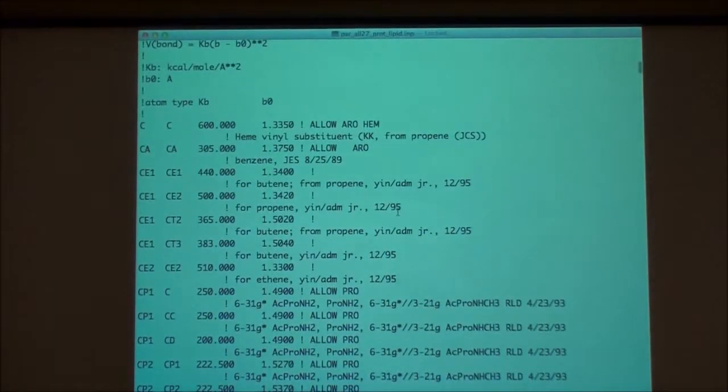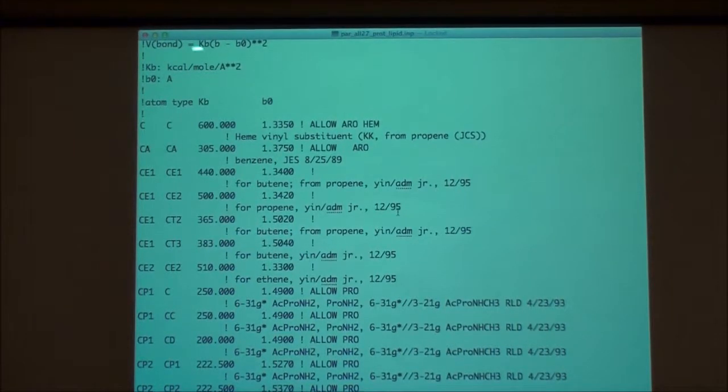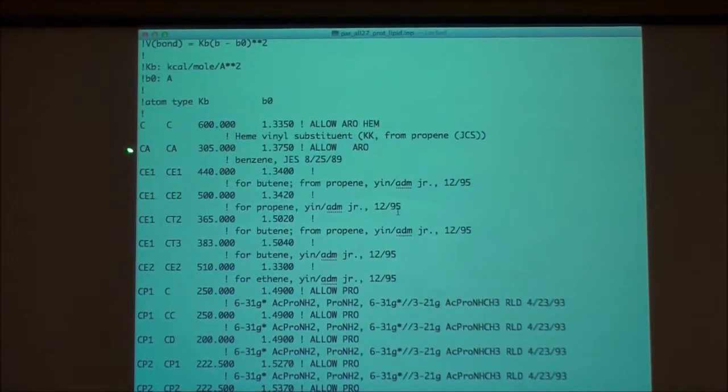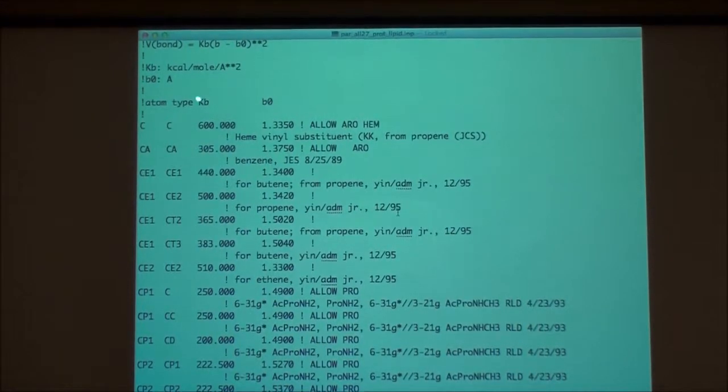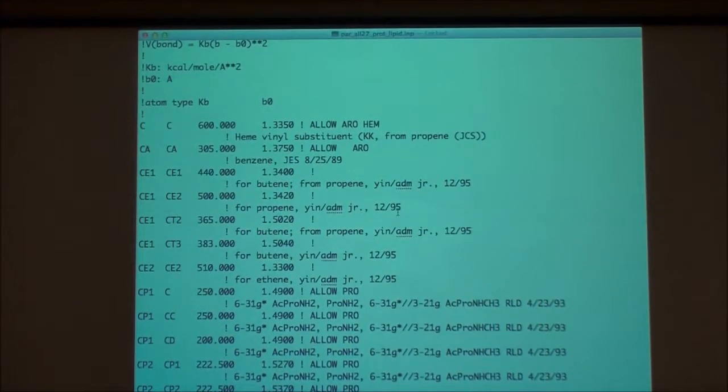So here, as you can see, for every pair of atom types, that's the bond part. This reminds you of the shape of the potential. You have the harmonic potential here. K is the force constant, B0 is the equilibrium value, and the units. And then for each pair, you have the force constant and equilibrium value. And this goes on and on. As you can see, the force constants are on the order of hundreds of kilocalories per mole. This is a very stiff degree of freedom in a molecular system.